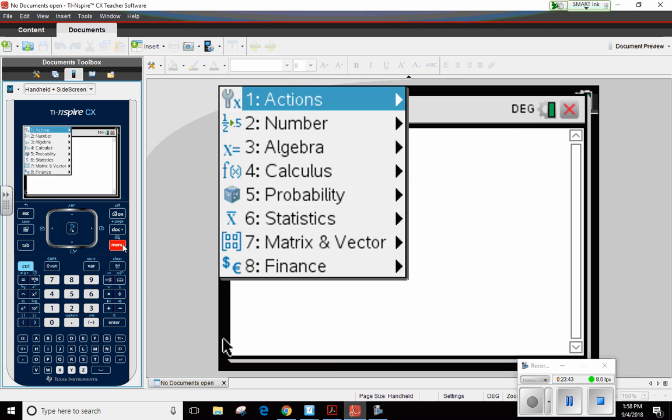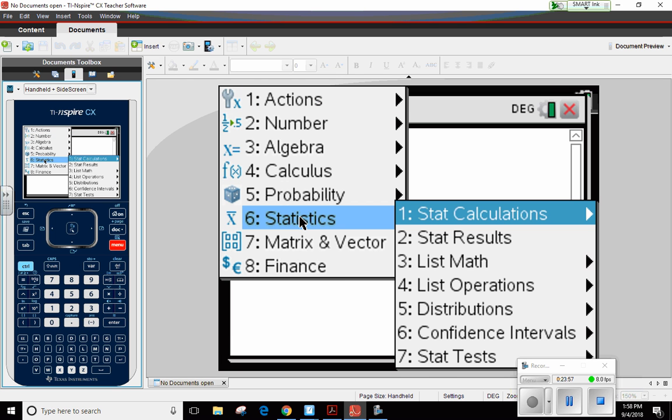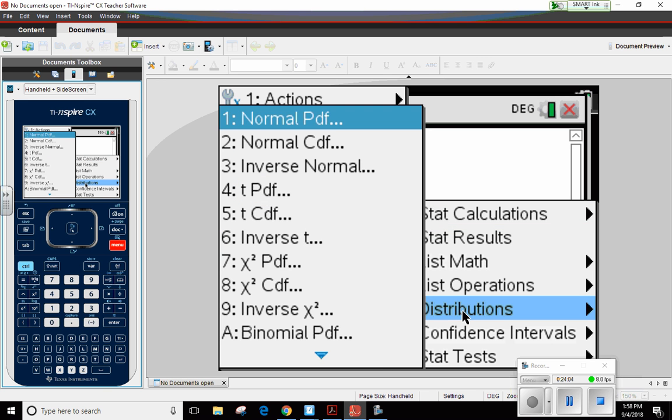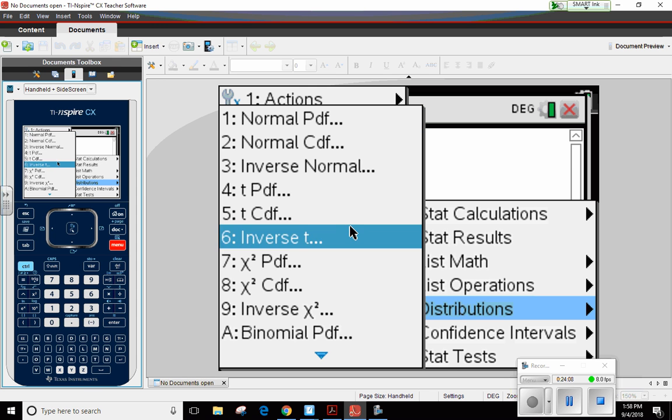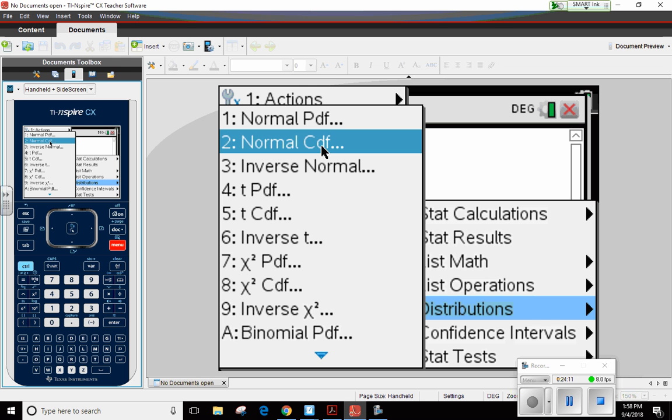Maybe you want to jot this on your paper someplace. From your calculator screen, your scratch pad, where did I go? Menu, then statistics. We're not going to stat calculations because we don't know what the data is. We're going to distributions because we want a normal distribution. And then what do we want here? Normal CDF. We don't want PDF, that is something different.